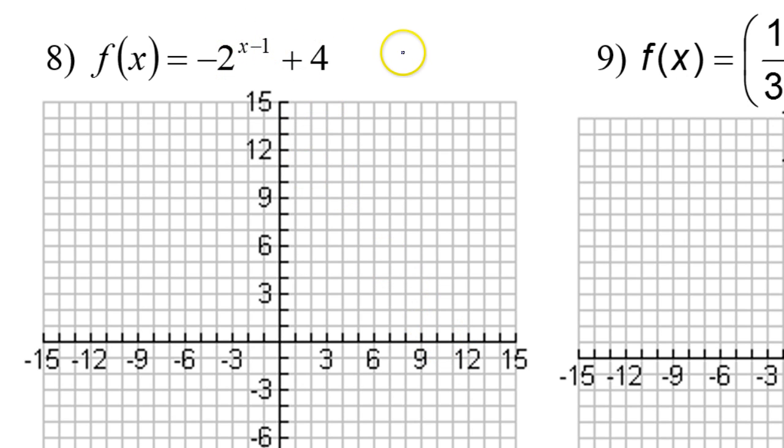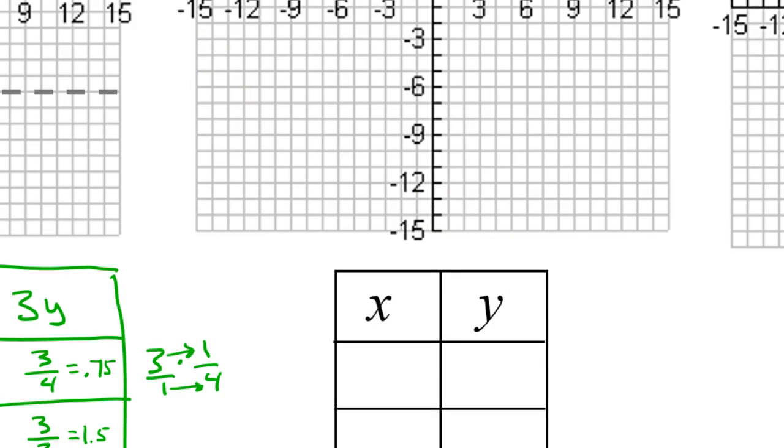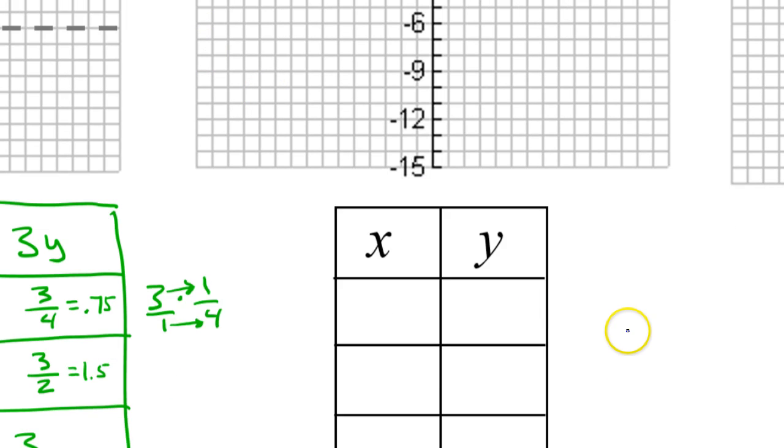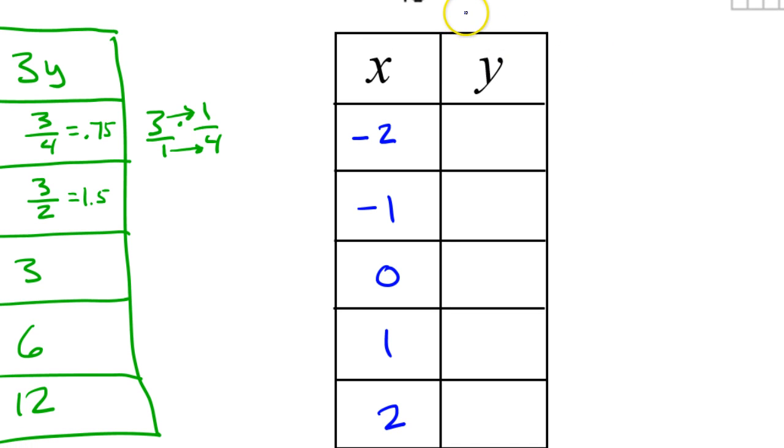So when I first start out, I'm just going to do 2 to the x power. That negative sign I'm going to treat like a -1, and I'm going to do that later. So right now we're just going to do 2 to the x power. So on my chart, for my x values, I'm going to do -2, -1, 0, 1, and 2. And again, for my y values, right now I'm just doing 2 to the x power.